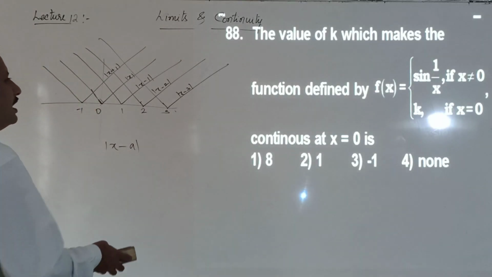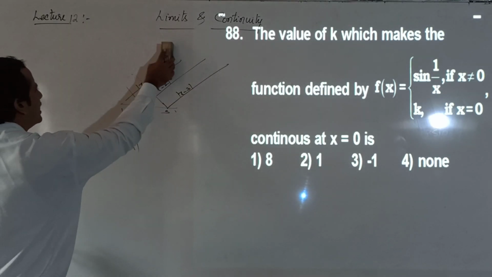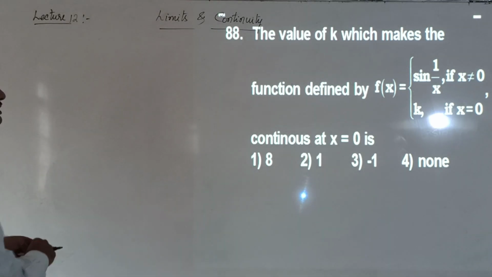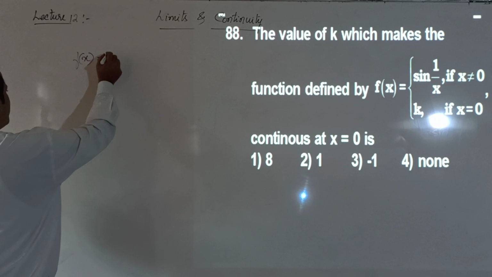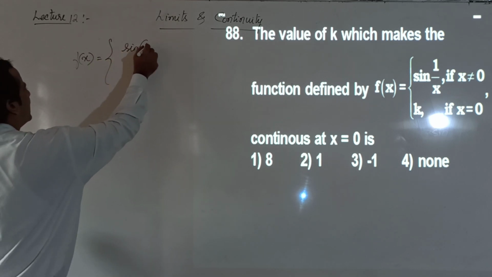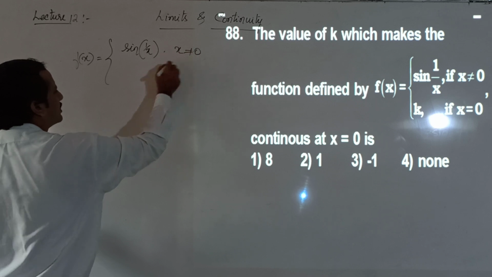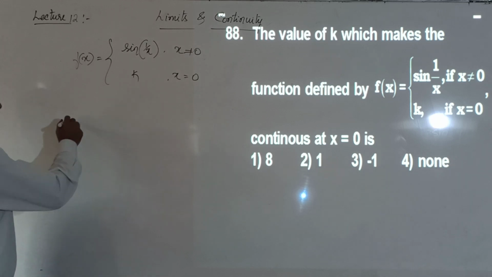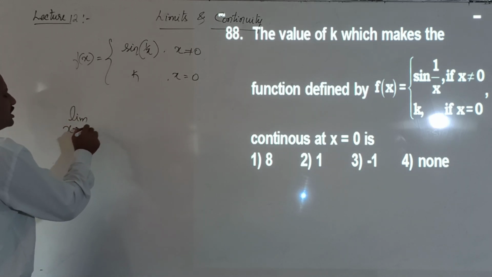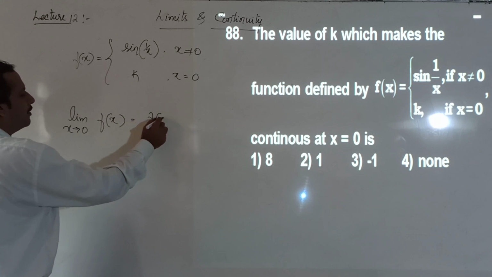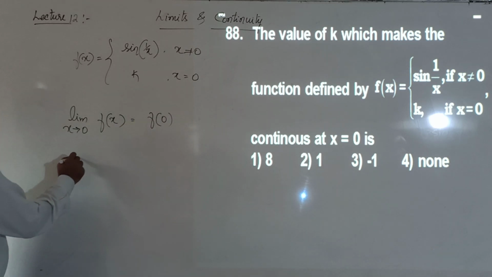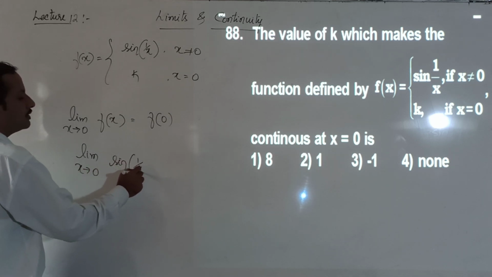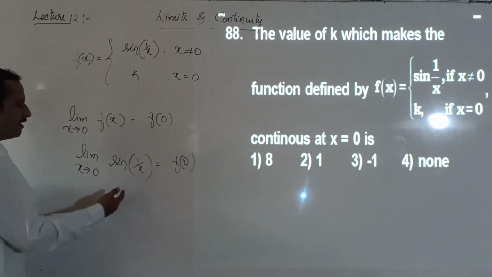Okay, next. The value of k which makes the function defined by f of x is equal to sin 1 by x when x not equal to 0, and k if x equal to 0, continuous at x equal to 0. They have given that this is continuous at x equal to 0. So that means the limit as x tends to 0 of f of x must be equal to f of 0 by the definition of continuity. In place of f of x, I will substitute sin 1 by x, that should be equal to f of 0. What is the value of this limit?